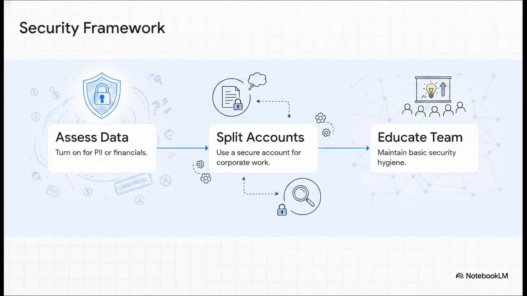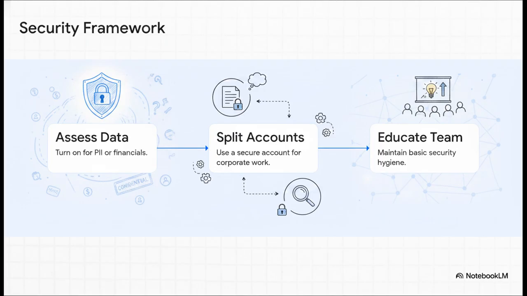Let's move on and see how this builds into a practical, daily best practice framework for your workplace. Just follow 3 simple steps. Step 1. Always assess data sensitivity before you prompt. If your task involves personally identifiable information or financials, just toggle lockdown mode on. Better safe than sorry.